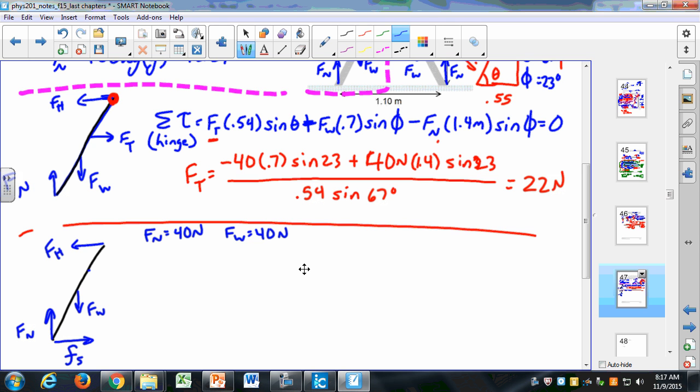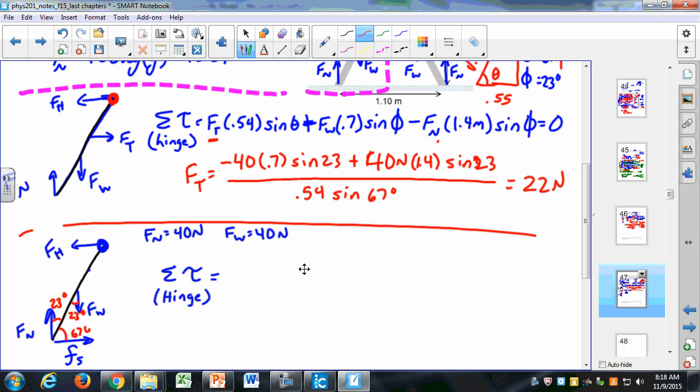So this one works out actually very similarly. I'm going to write the sum of the torques about the hinge because I don't know the force on the hinge, and so I let my axis of rotation be about this point, recognizing that this angle is 67 degrees, this angle is 23 degrees, and this angle is also 23 degrees.